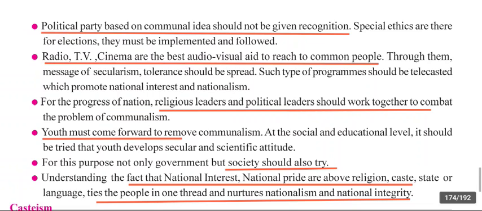Understanding the fact that national interest and national pride are above religion, caste, state, or language ties the people in one thread. That means we should believe that our nation is above everything. And if everyone believes that, then this communalist mentality will be reduced in people.